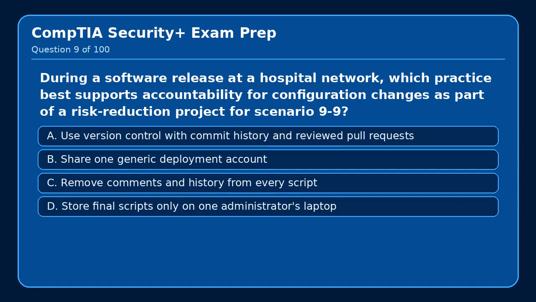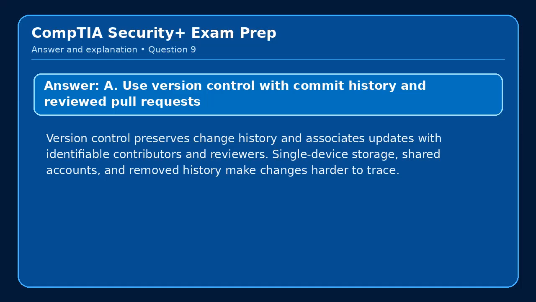Take a moment to choose your answer. The answer is A. Use version control with commit history and reviewed pull requests. Version control preserves change history and associates updates with identifiable contributors and reviewers. Single device storage, shared accounts, and removed history make changes harder to trace.